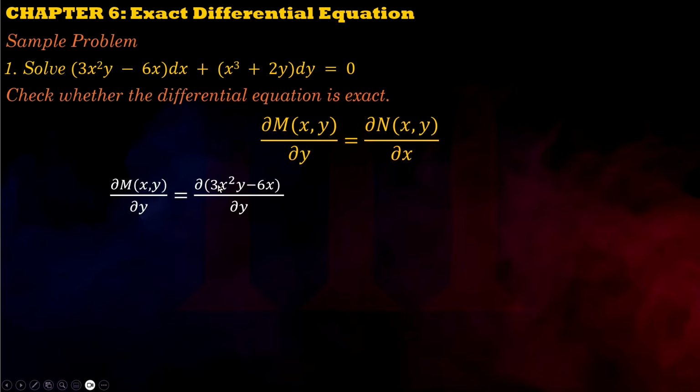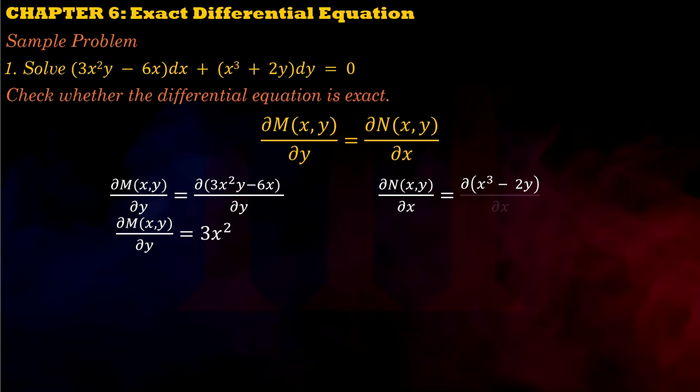So the derivative of this, since 3x squared is constant, is simply the derivative of y. And obviously, the derivative of y is 1. And the derivative of 6x, treated as a constant, is 0, leaving us only 3x squared. Then checking the other side, which is taking this term with dy and differentiating it with respect to x, we will come up with this. So x cubed minus 2y, we have to treat y as a constant. Taking the partial derivative of this, we will come up with 3x squared.